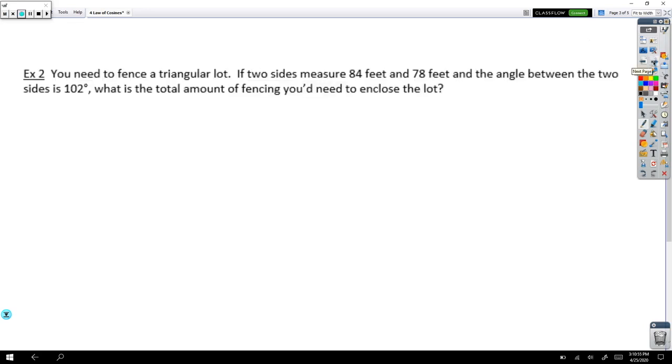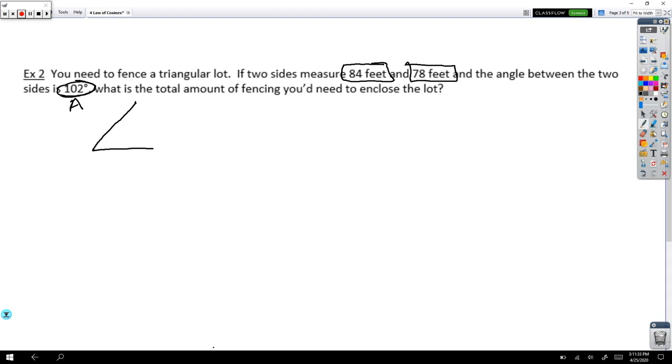Now let's look at a word problem that'll go with this. So we have a triangular lot. It gives us two side measures. Okay, so we have 84 feet and 78 feet. And it tells me that the angle between the two sides is 102 degrees. So I always like to use, in this instance, I would make this my angle A. You don't have to do that, of course, right? Any way you set up your triangle, as long as it's SAS, meaning that the angle's in between the two sides, you'll get the same answer. It's just your variables might be a little different than mine.